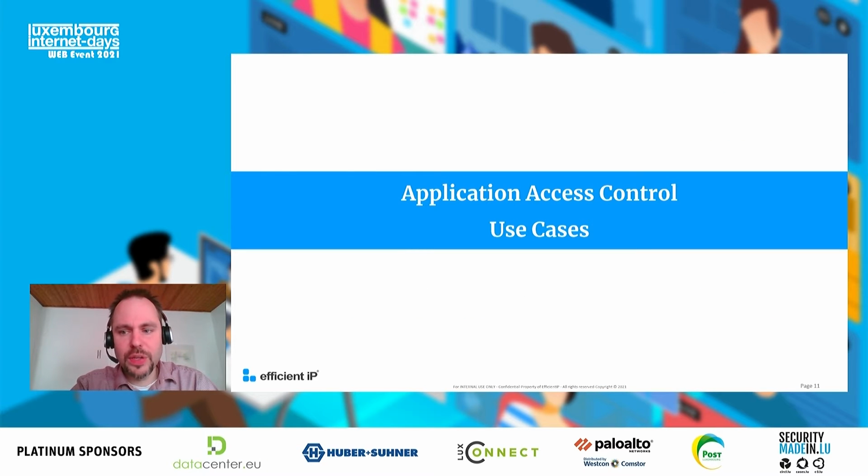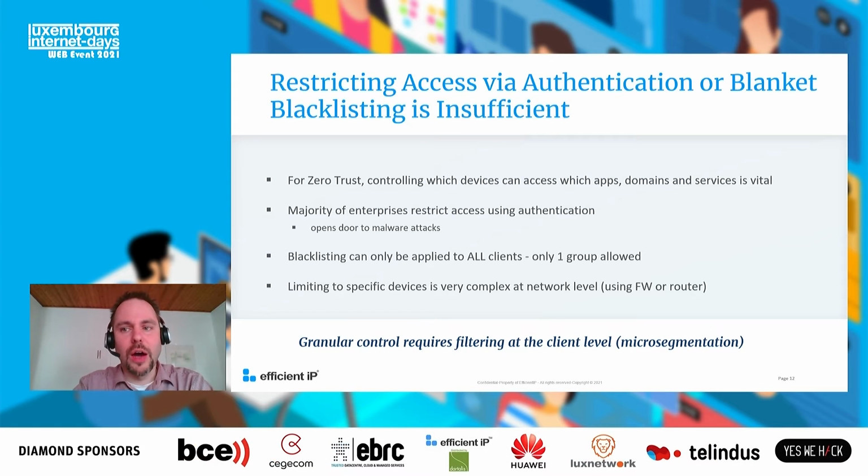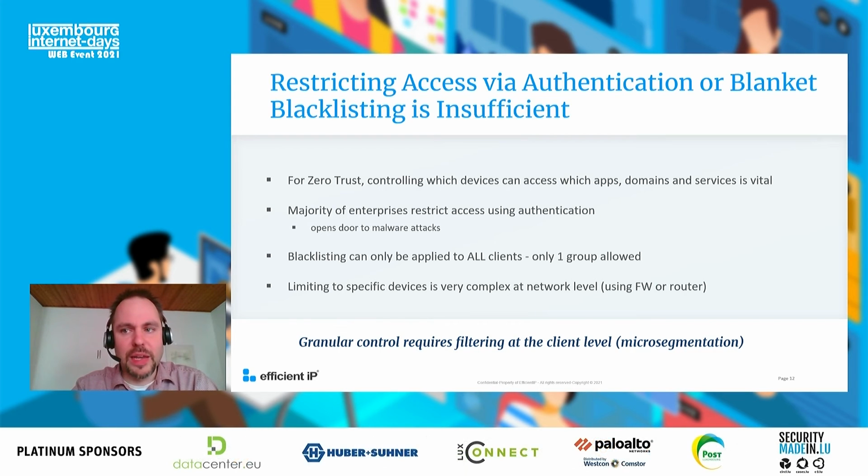Next slide. Let's now have a look at how we can actually improve application access control. Next slide. Effective Zero Trust requires control of which devices can access which apps, domains, and services. And to do that, authentication is often used. It checks on logins and passwords, but it might already be too late because at that time, the user is already on the portal, which leaves the door open for malware.